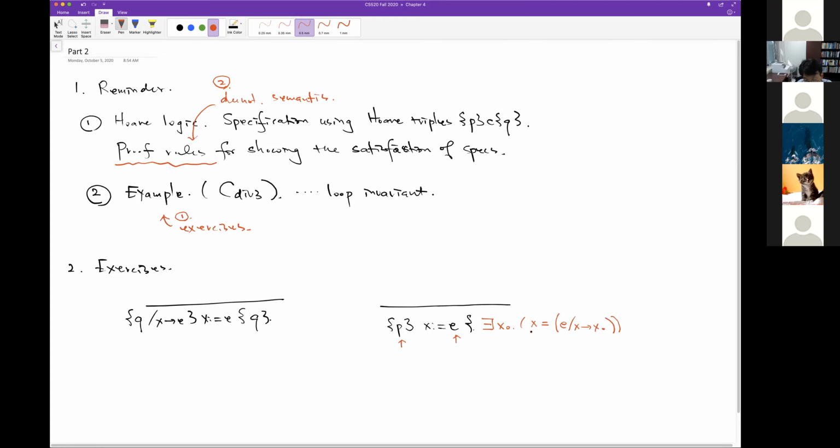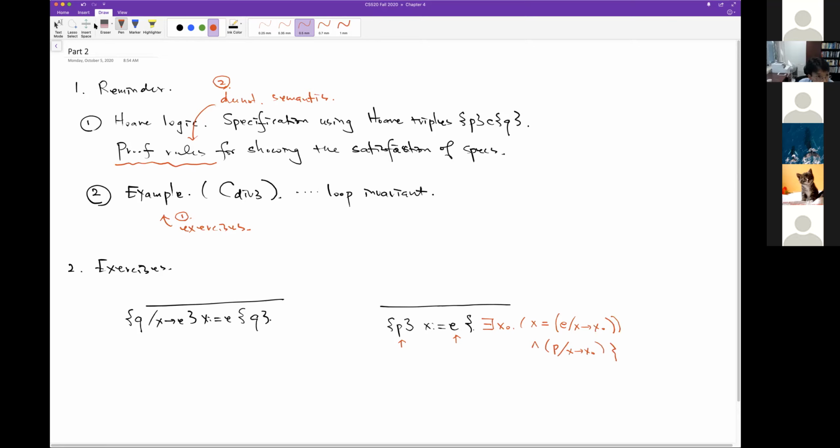Okay, so we say X is equal to E, where every occurrence of X inside E is replaced by the old value X0. And then we also should say the precondition continues to be true, but if X appears inside the precondition, that should refer to the old value of X. So we also apply substitution like this.